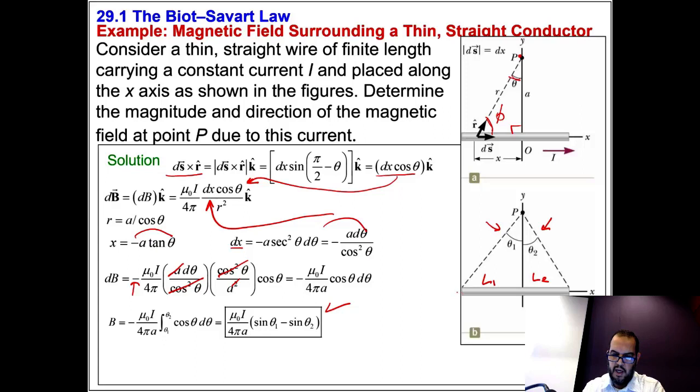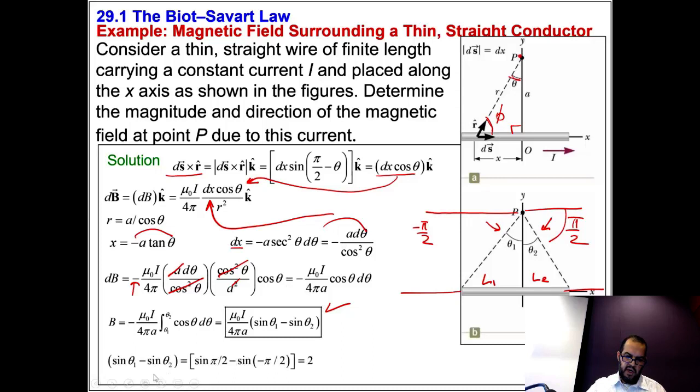Now let's assume this wire goes from minus infinity to plus infinity. When this goes to minus infinity, that means theta 1 is minus pi over 2, and theta 2 is pi over 2. So we extend the wires to infinity, then sine theta 1 minus sine theta 2 is going to be sine of pi over 2 minus sine of minus pi over 2, which is 2, and we multiply in this equation and we get the magnetic field. So the magnetic field becomes mu 0 I divided by 2 pi a.